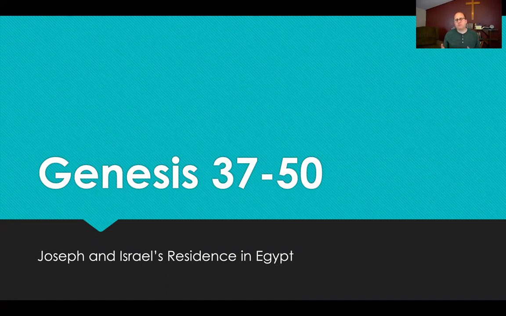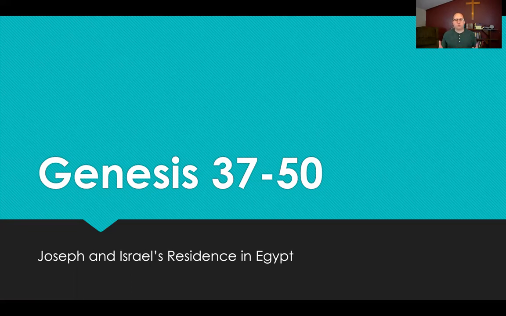So 37 through 50 really focuses on the story of Joseph, one of Jacob's sons. If you remember from last video, Jacob's name has been changed to Israel. That's why we have the Israelites, because it is the family of Israel, who was Jacob. And here is where we really find out how the Israelites got into Egypt in the first place.